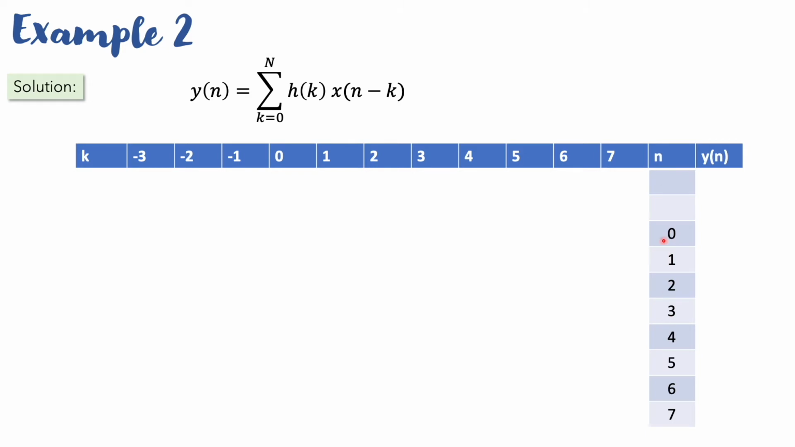And then this n, these are the number of samples in the output sequence, which will be calculated from the number of samples in the input sequence plus the number of samples in the impulse response minus 1. So x has 4 samples, h has 5 samples, so 5 plus 4 is equal to 9, minus 1 makes 8 samples. Therefore the output sequence will have 8 samples: 1, 2, 3, 4, 5, 6, 7 and 8 samples in the output sequence.